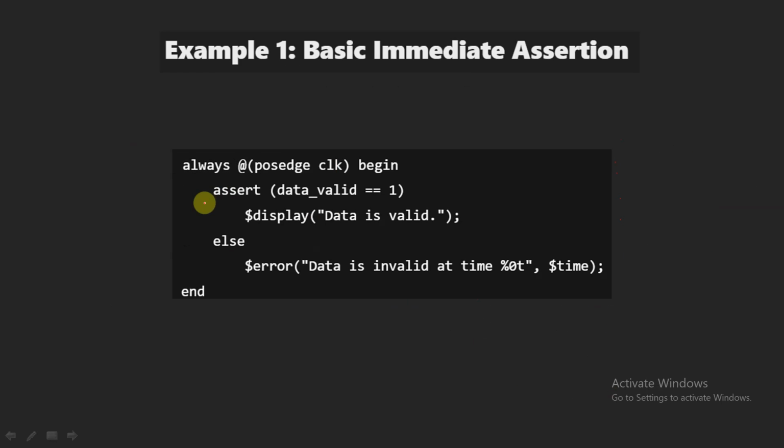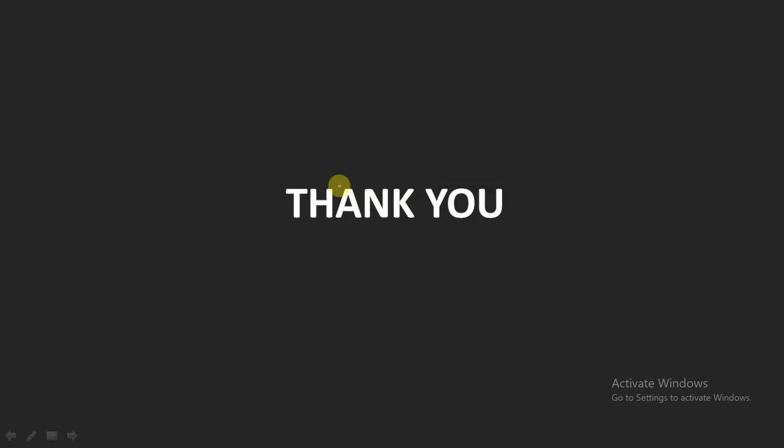So this was the syntax of immediate assertions, and this is one more example where we are using a basic immediate assertion: always @(posedge clk) begin assert (data_valid == 1) $display("data is valid"); else $error. We will see $error, $info, and the different severity levels. So data is invalid if this assertion fails, or else the assertion will pass. That was about immediate assertions in SystemVerilog.